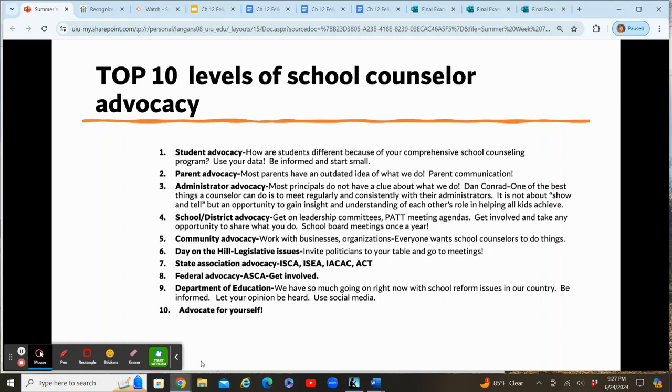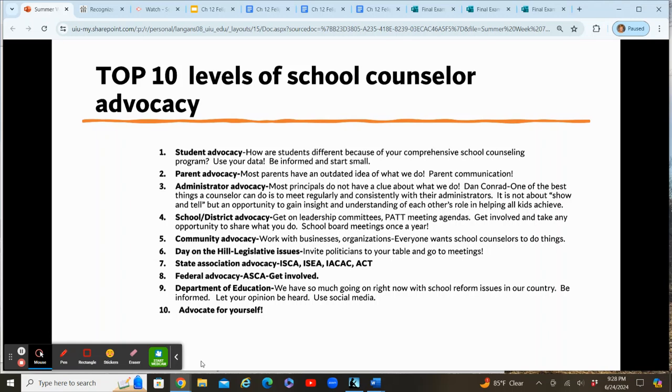Then your school district also: get on your leadership committees, work with your parent groups, and make sure they know what you do. If you have a parent and teacher association, which sometimes has different names, get involved and take any opportunity to share what you do. Sometimes school boards will have you come and present at their meetings. If your school board doesn't do this, you could ask them to. If you can't present at meetings, make sure they're receiving newsletters or videos of things that you're doing.